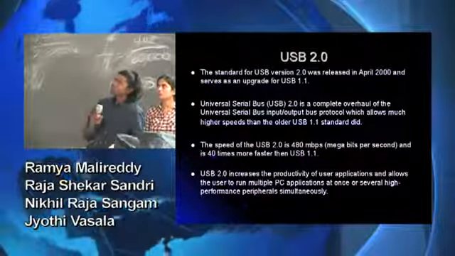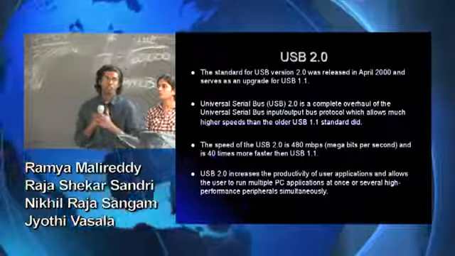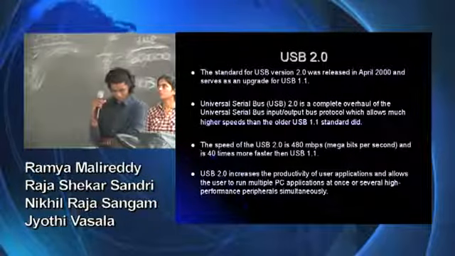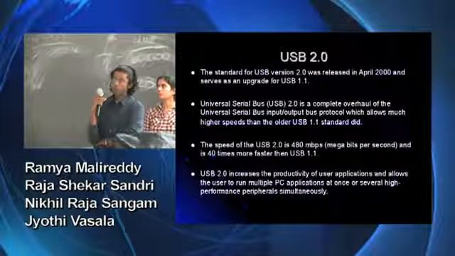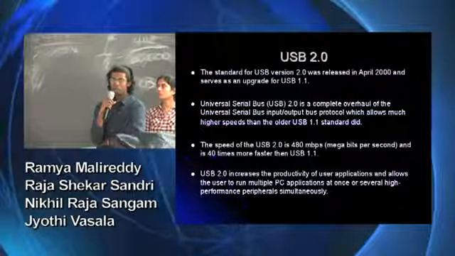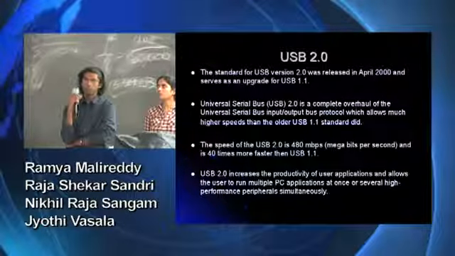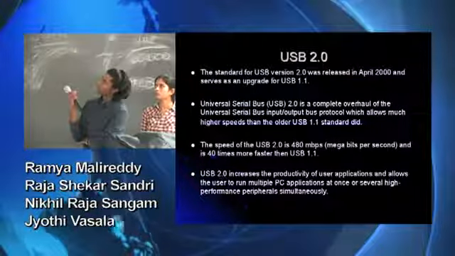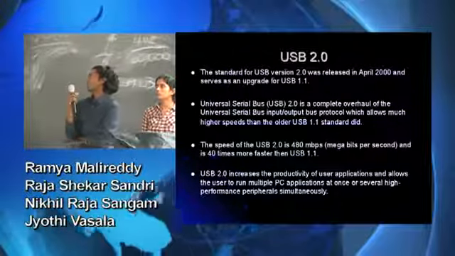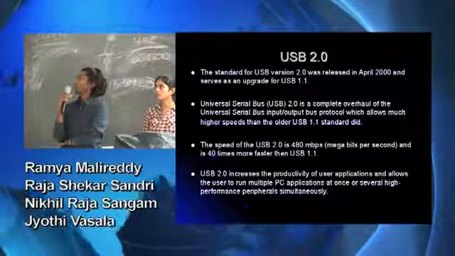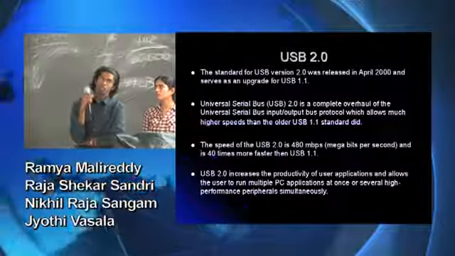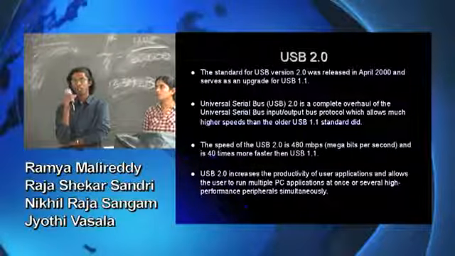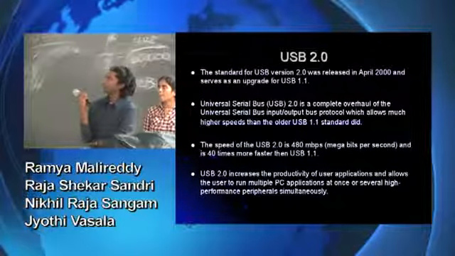and it allows much higher speed than the USB 1. USB 1 has a speed of 12 Mbps, that is 12 megabits per second, that is equivalent to 1.5 megabytes of data that can be transferred in USB 1.1. But in USB 2.0 it's 480 megabits per second. It's almost around 60 megabytes, so 60 MB of data transfer can be done in USB 2.0.